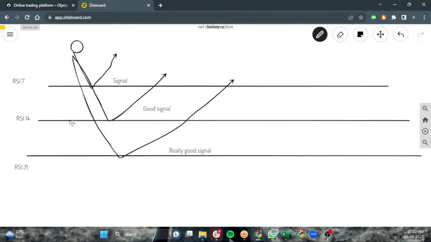Again, let me clarify one thing. If you ever see that RSI 14 has been crossed, it automatically means that RSI 7 was crossed. Because after crossing RSI 7, only then can we come to a state where RSI 14 will be crossed. Okay? And the similar goes for RSI 21. Because if you see RSI 21 has been crossed, it simply means that 7 and 14 have already been crossed, and that can help you.